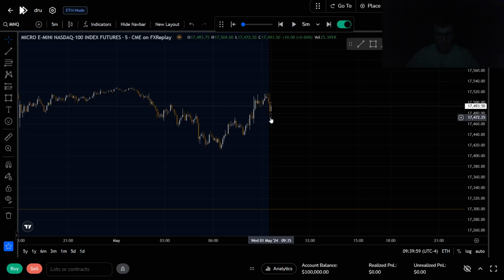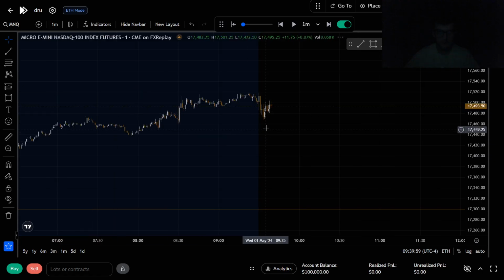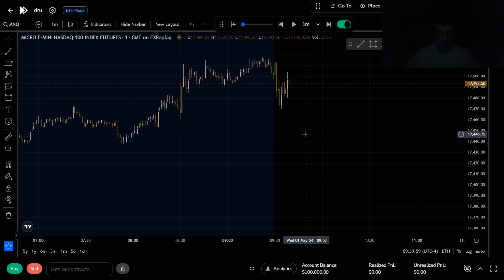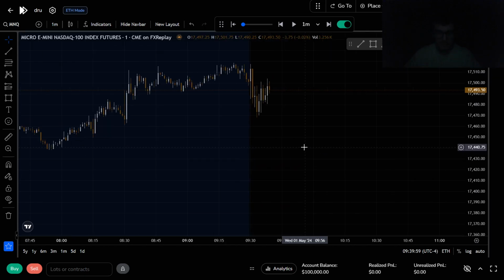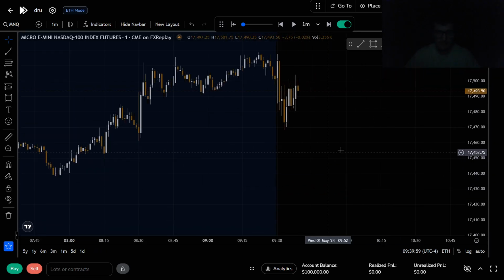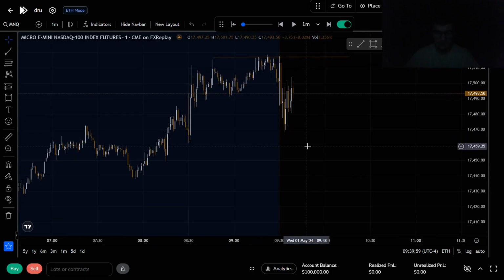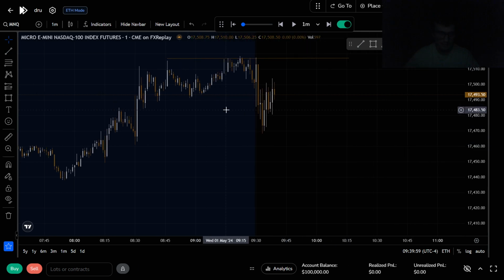Now I want to go all the way to the 9. Oh shoot, I already messed it up. What is this? All right, whatever. Cool. So I always really look at the 9:30 candle. So here we go. Range up top, range on the bottom.